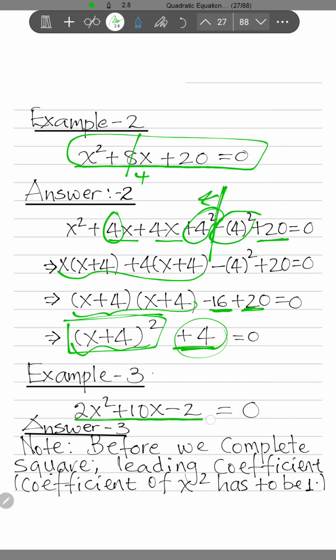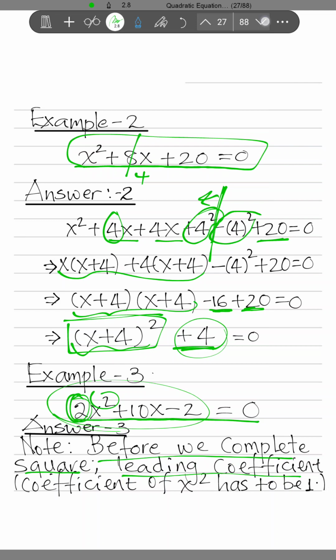2x squared plus 10x minus 2 is equal to 0. Here I'm going to do a completing square, but I need to see one important thing. Before we complete the square, the leading coefficient has to be 1. The leading coefficient of this expression is the coefficient of the highest degree, which is 2, and it has to be 1. This is my own technique. As it is, it can also be done, but for simplicity or my preference, I always go with leading coefficient 1. It's much easier. Let's see how we do that.